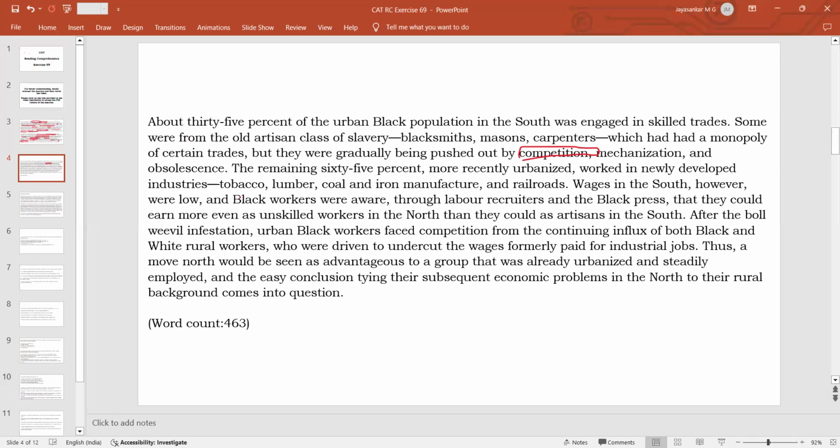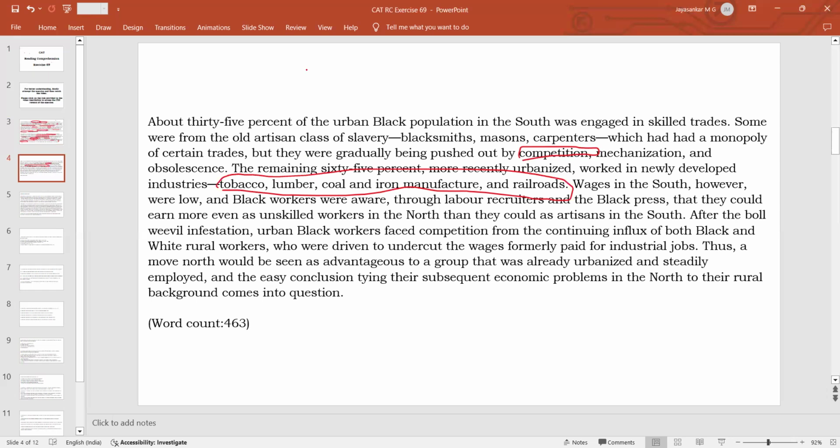When these workers move to urban areas, they will be demanding jobs or looking for jobs. So these people who are engaged in other industries where there is not much skill needed have other people from the rural areas coming and competing with them. So the wages are getting reduced. The wages in the southern United States are already low, and because of these pressures, the wages were still getting reduced for the urban workers in the southern United States.